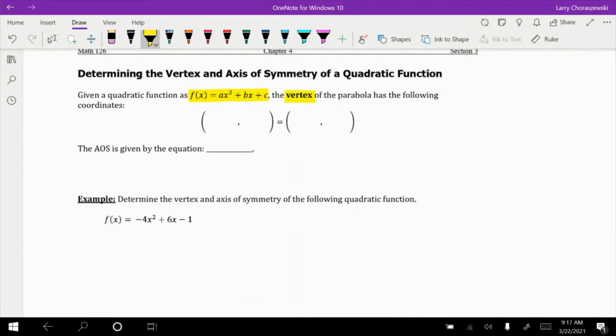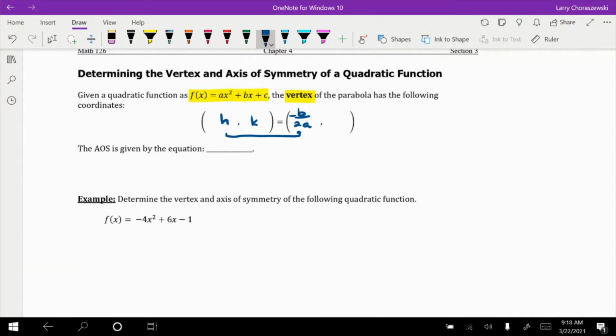Then the vertex can be expressed a couple of ways. Number one, oftentimes the vertex uses these letters as the x and y coordinates, h and k. And there are formulas for each of these, which I'll present in the next set of parentheses. The formula for h is negative b over 2a. Anybody seen that expression before, negative b over 2a? Just curious.